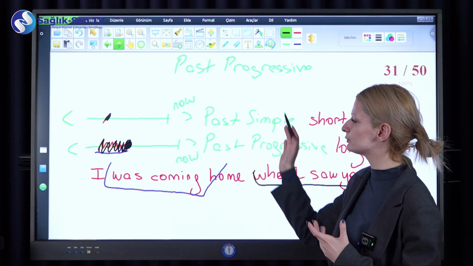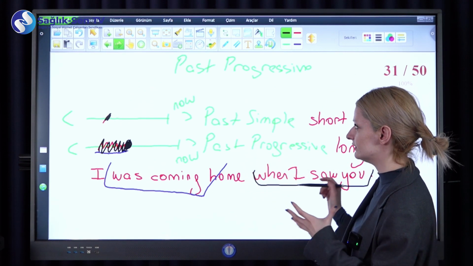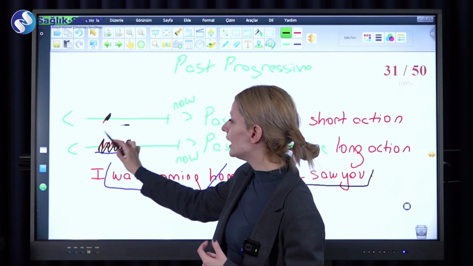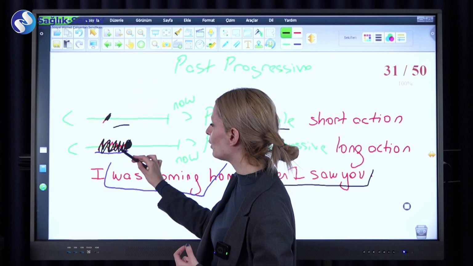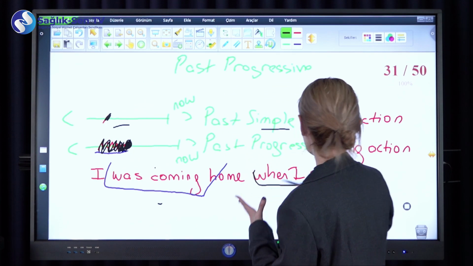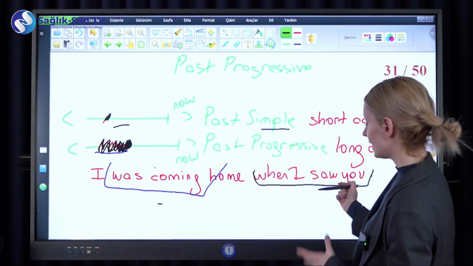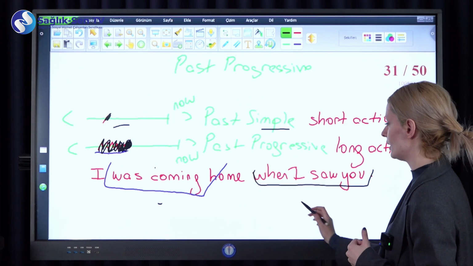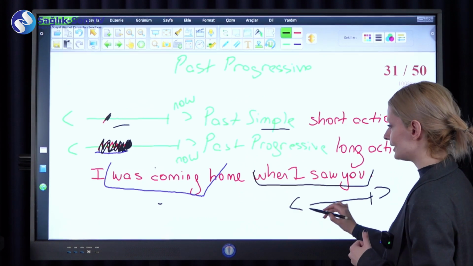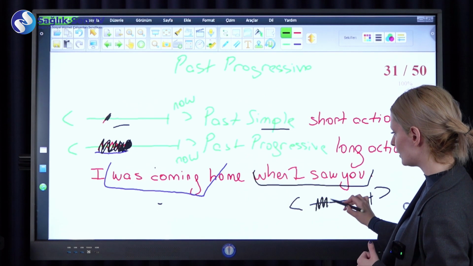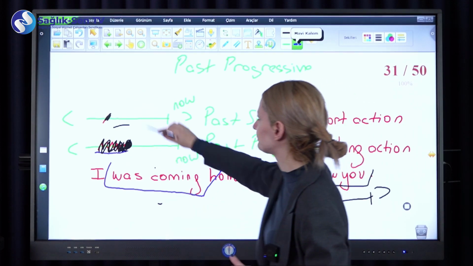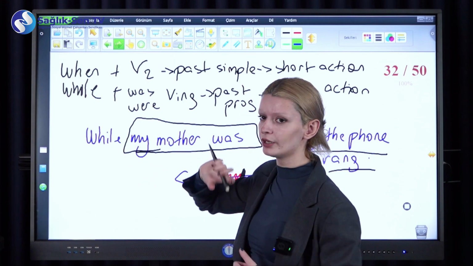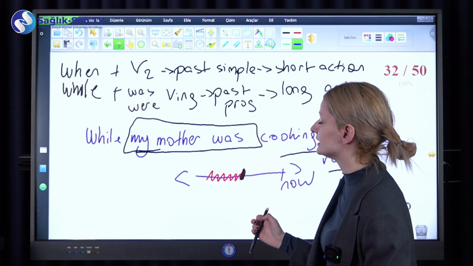The difference between past simple and past progressive is that past simple is a short action that happened in the past, and past progressive took a while in the past to happen. I was coming home when I saw you. Our long action is that I was coming home, and here I saw you. The difference between long and short action is important.